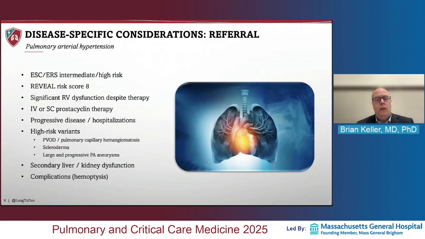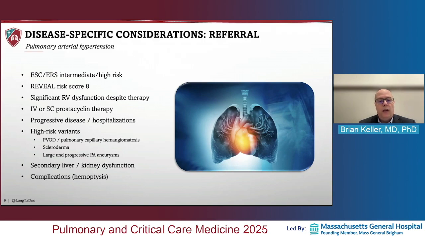Now, pulmonary arterial hypertension, as I mentioned, has become the third most common indication for lung transplantation. And here we really rely on the REVEAL score. So these are typically patients that have an intermediate to high risk score on the REVEAL or a number of other scoring algorithms for pulmonary hypertension. Any patient with significant right ventricular dysfunction despite appropriate therapy, and those patients receiving intravenous or subcutaneous prostacyclin therapies should be considered for referral for transplant.